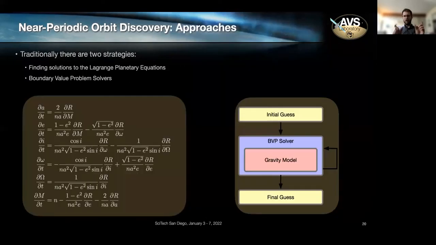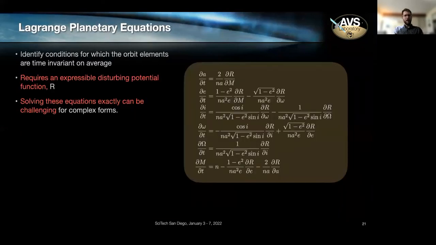And we do that using two methods. Normally, we use Lagrange planetary equations and boundary value problem solvers. And these Lagrange planetary equations, they work well if you have an analytically expressible form of the potential, like a coarse spherical harmonic model. And then you can solve these equations to find conditions where the orbit elements are fixed on average or over some period. But again, it comes with this requirement that you have an expressible potential, which isn't always true.